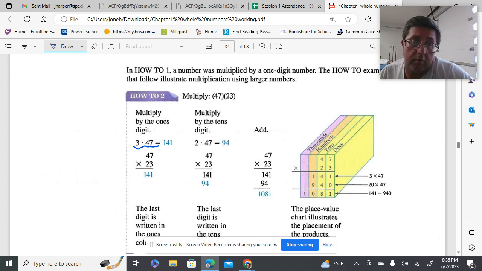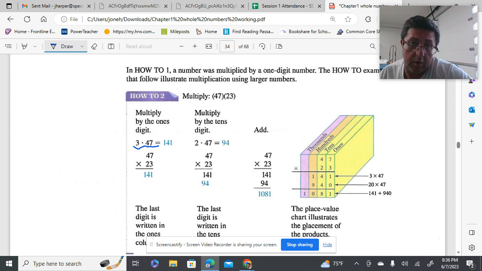Then you also have to times it by 20. So to times it by 20, you have to go 2 times the 7. But you're not going to write it under the 3. You're going to write your answer under the 2 because you're not timesing it by the 1 anymore. You're timesing it by the tens column.